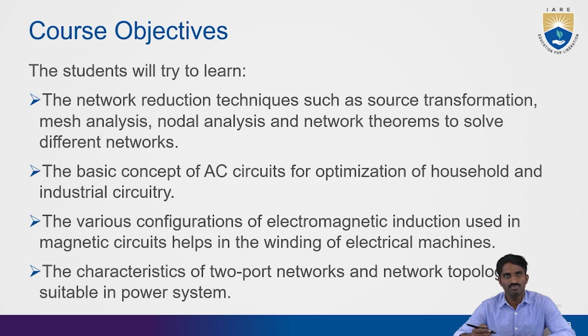And then the final objective here is that the student will try to learn the characteristics of the two-port network and the network topology suitable in the power system. Of course, in the whole course we are going to learn so many techniques, but all the techniques are only for a specific purpose. Majority is just to find the voltage across a specific element present in the network, or the current flowing through a specific element present in the network. So that is the main aim of this particular course.